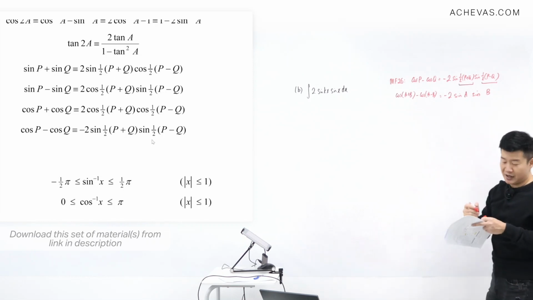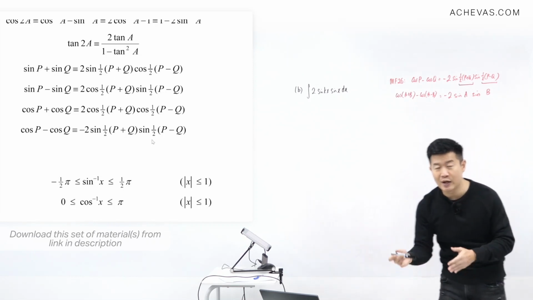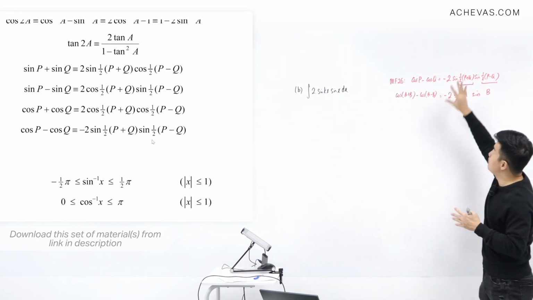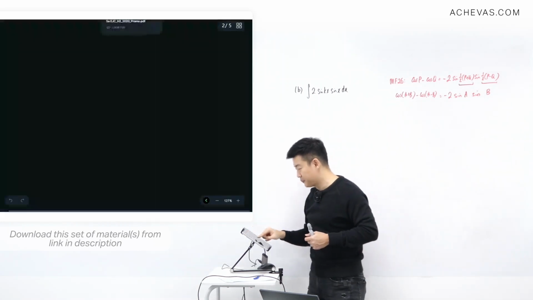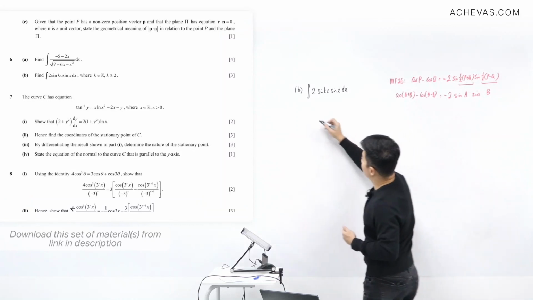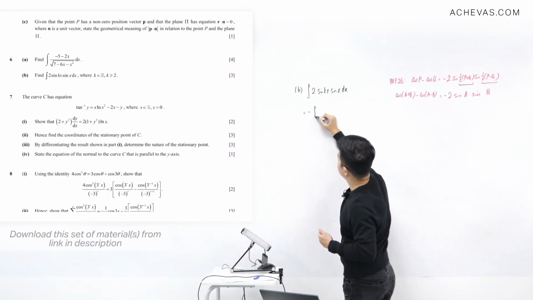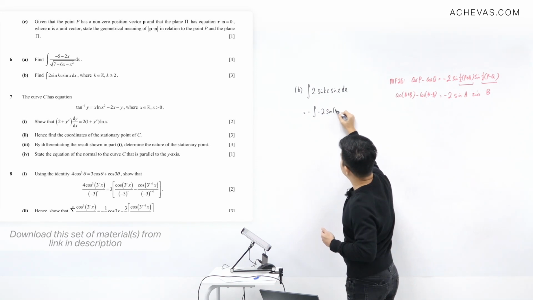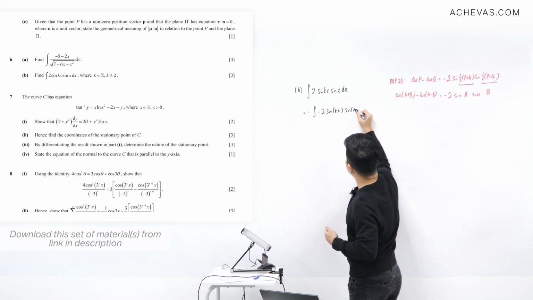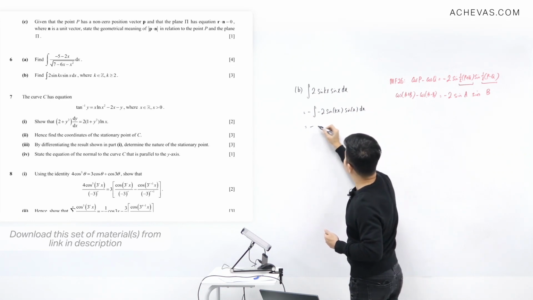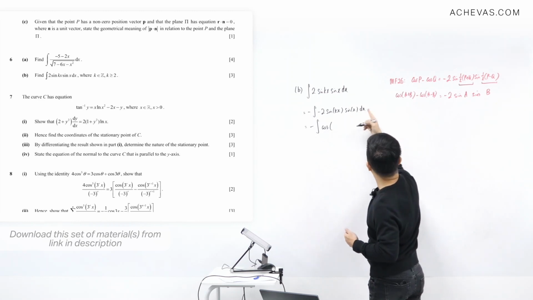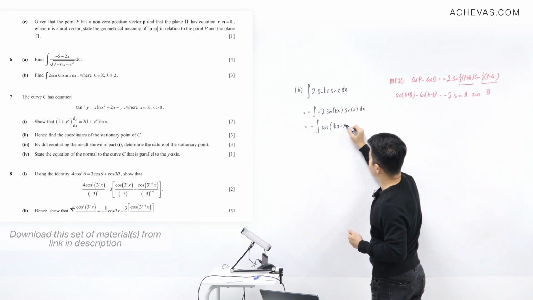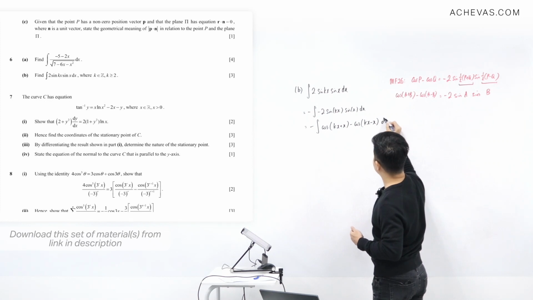So based on what we have in our MF26 formula sheet, we now customize another version that helps me make better use of this, going from the right-hand side to the left-hand side. Let me get back to the question. We need a negative, so negative 2 sine kx sine x dx. Re-expressing it using this, it is going to be negative integration of cosine of A plus B, so cosine kx plus x, then minus cosine of A minus B, kx minus x.